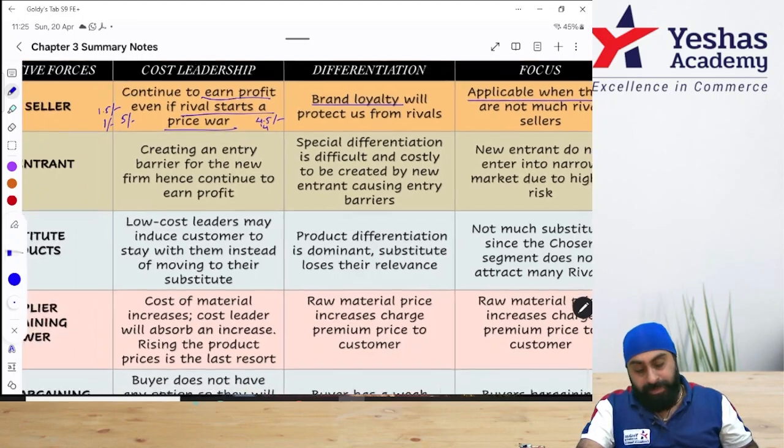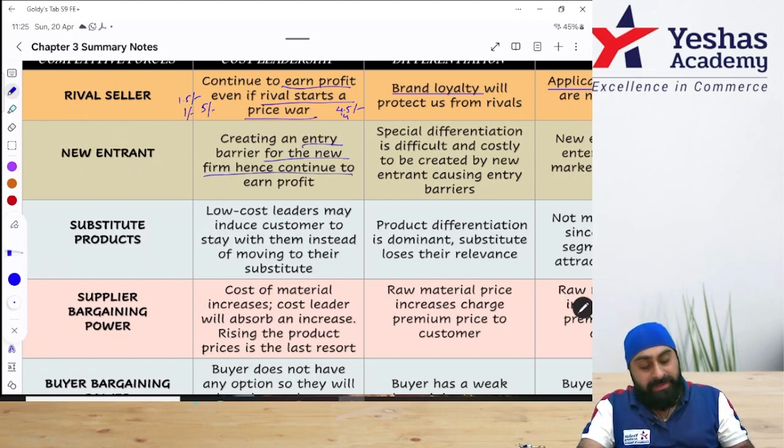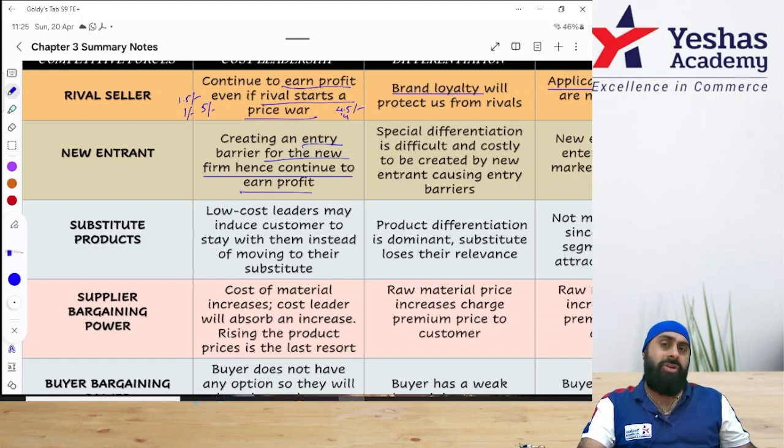Next, new entrant. Creating an entry barrier for a new firm and hence contribute to earn profit. So, if a new entrant enters into the market, I will still be able to make money because I'm a cost leader. So, if a new entrant has to come into the market, he has to beat a cost leader. If he's not able to beat the cost leader, the new entrant will not enter into the market.